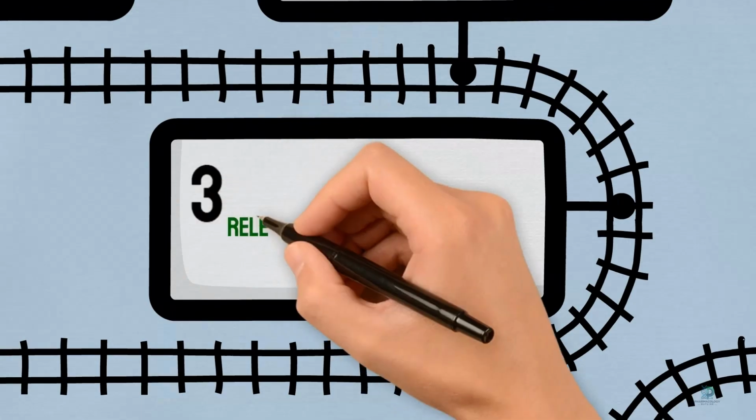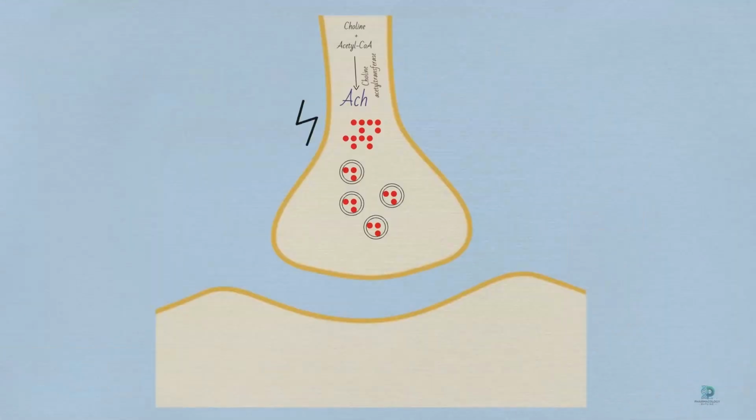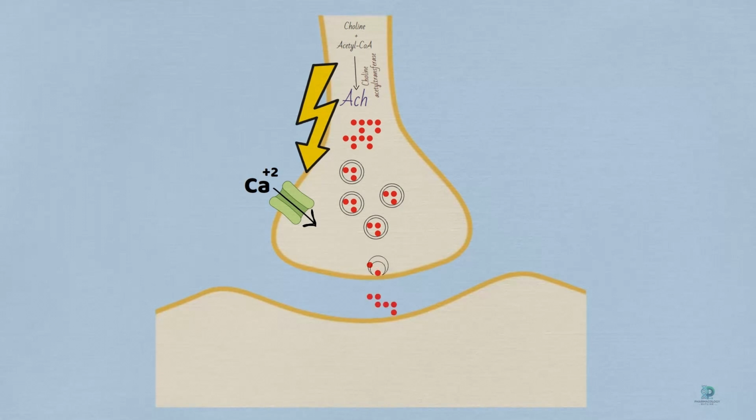3. Release into the synaptic cleft. When an action potential travels down the neuron, calcium ions flood the presynaptic terminal, triggering the fusion of vesicles with the membrane. This process releases acetylcholine into the synaptic cleft, the space between neurons. External factors like botulinum toxin can inhibit release, while spider venom can enhance it.